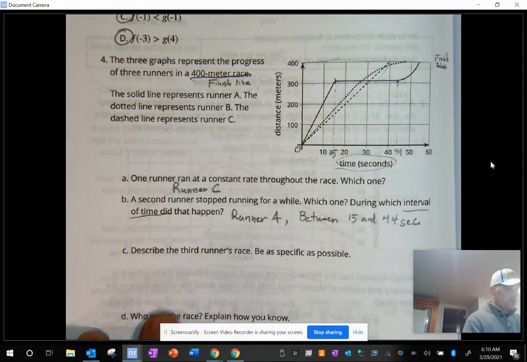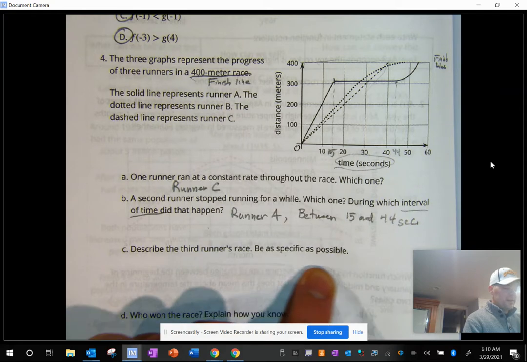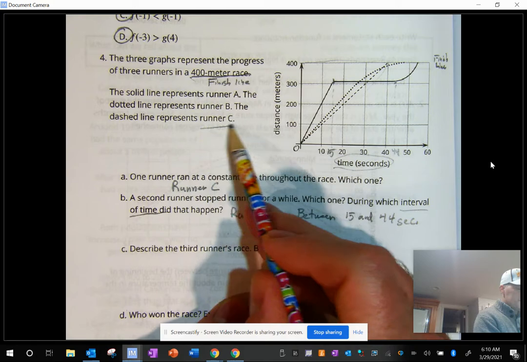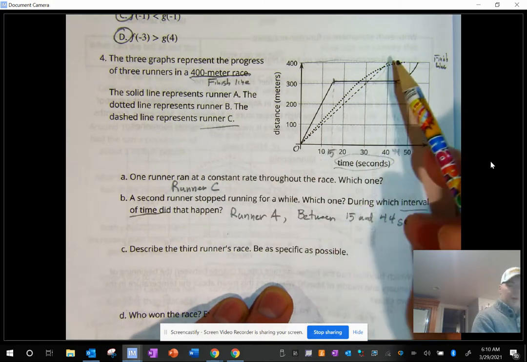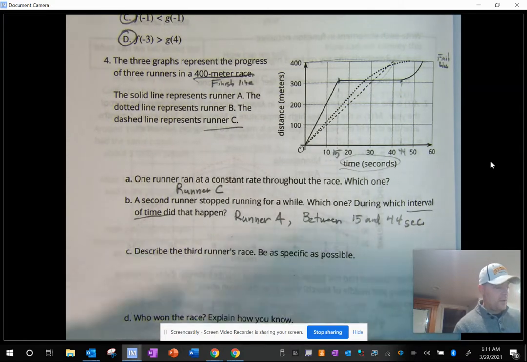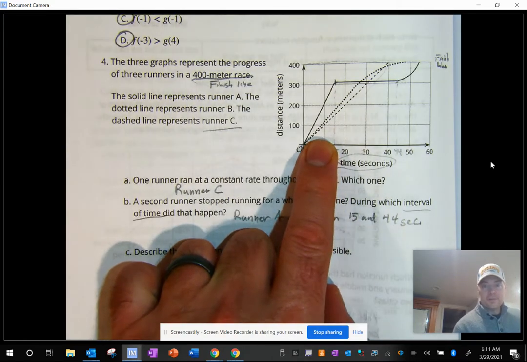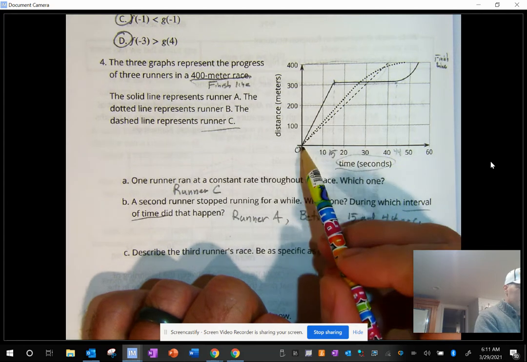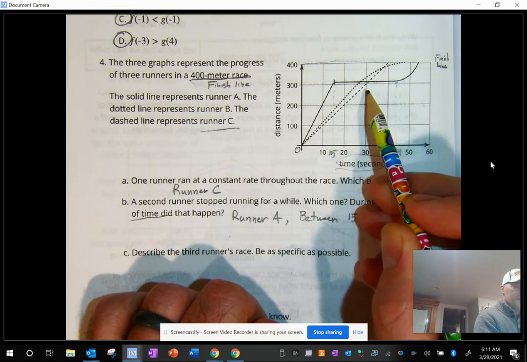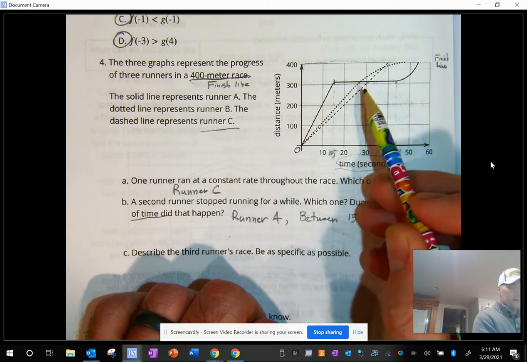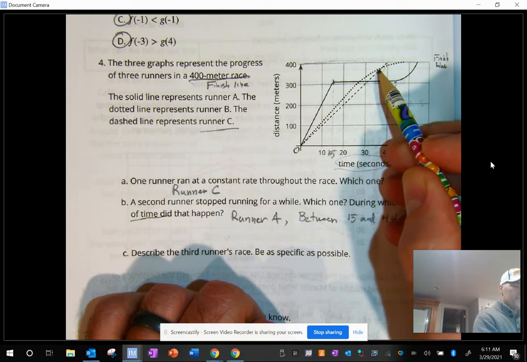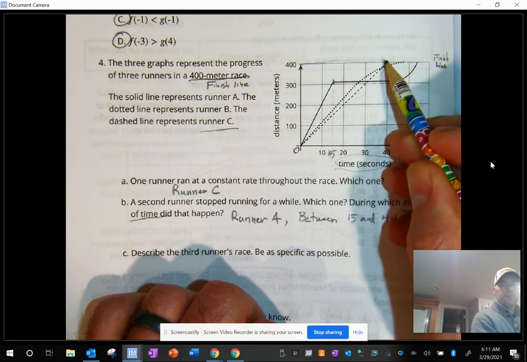Okay. Describe the third runner's race. Be as specific as possible. The third runner. So that is runner C. Runner C ran at a constant rate the whole time, right? So pretty easy to explain that. However, let's talk about where they were in comparison with the other runners. So it looks like they started off going slower than everybody else, and they stayed at that same speed, and eventually they passed runner A, and then they passed runner B right before the finish.